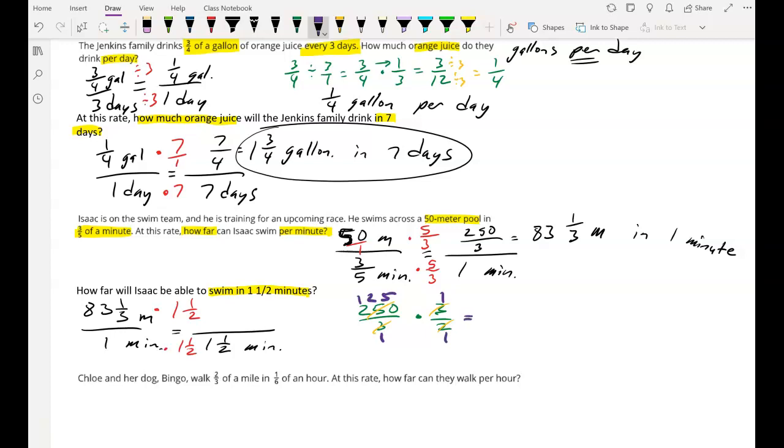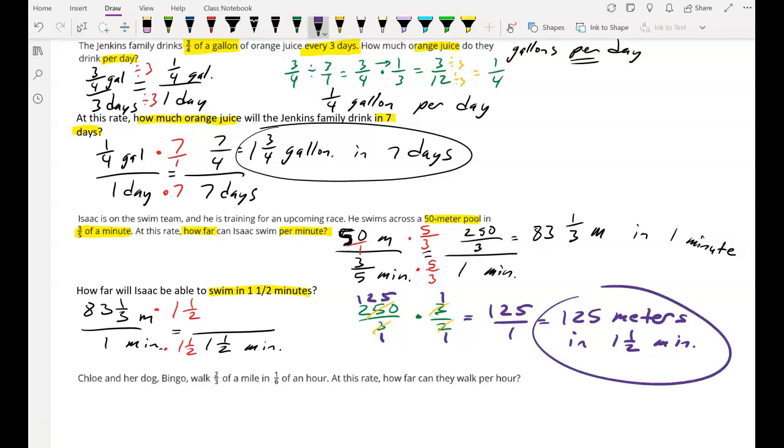Now, when I multiply straight across, 125 times 1 is 125, and 1 times 1 is 1. 125 over 1 is, well, it's 125. So 125 meters in 1.5 minutes. Perfect. All done with that one.